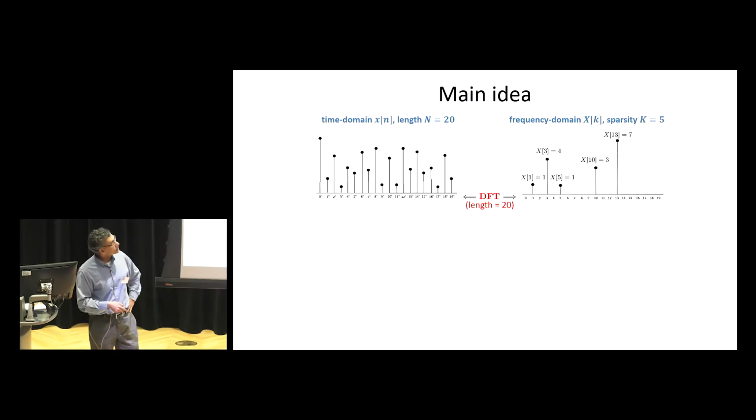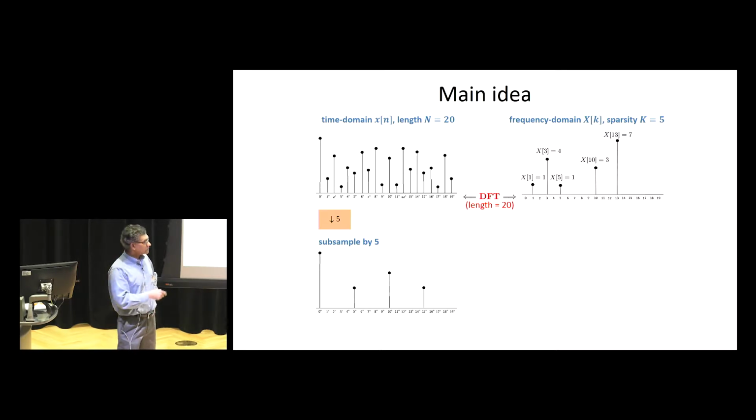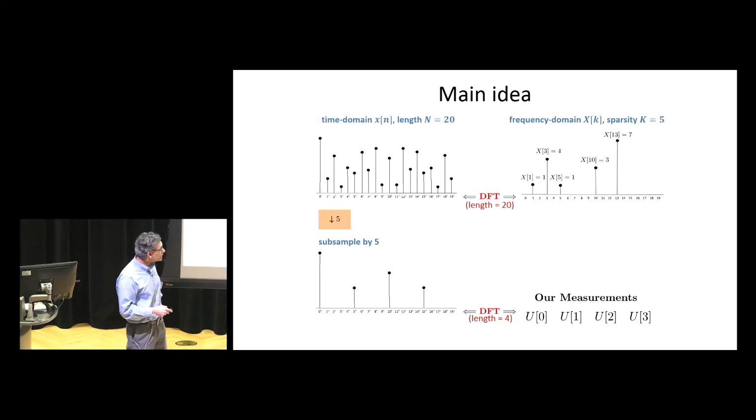Okay, the main idea, let's give an example. So here's the time domain signal, which is length 20. And in the frequency domain, you have only 5 sparse coefficients. And they are in particular in 1, 3, 5, 10, and 13. So what do I do? I subsample by 5. And these are my measurements. So when I subsample by 5, I have only 4 samples, because 20 divided by 5 is 4. And then I take a short DFT, which is length 4.